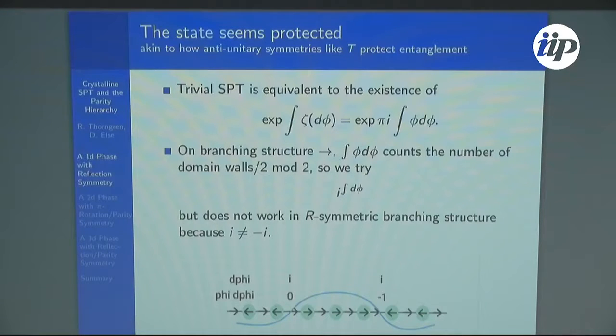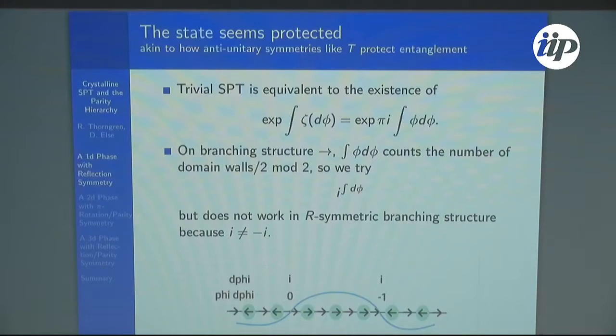Okay, so there's a natural guess, which is this phi d phi. If you look at this branching structure, so this is the one where all of the bond arrows go to the right, you can see that phi d phi is counting, so I drew the domain wall for you, it gets a -1 when the domain wall goes down, right? So this is the right-left bond. The left-right bond is when the domain wall goes up. There's no sign to this side of the reflection center over here somewhere. So this is counting the -1 to the number of domain walls over 2.